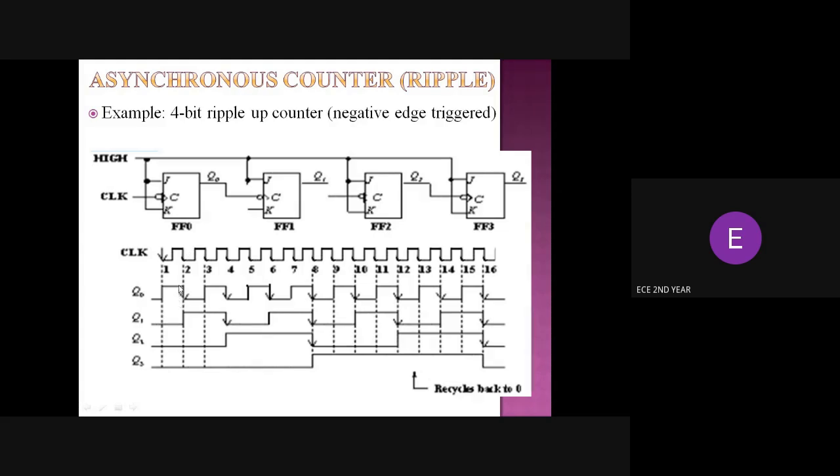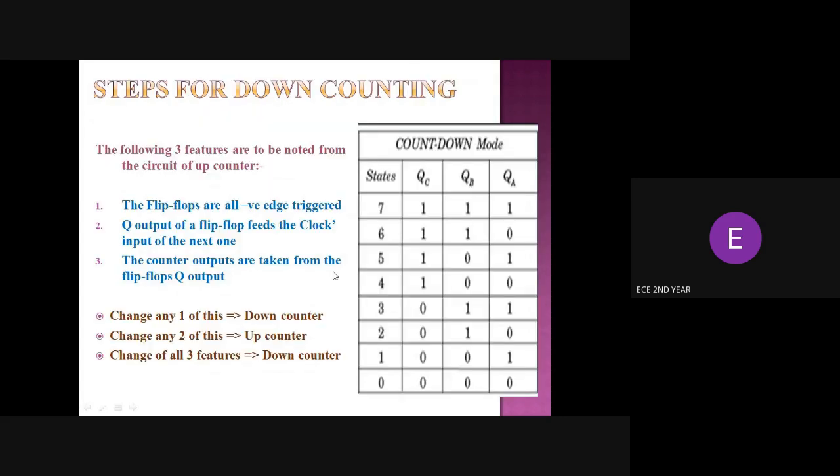Whenever the pulses are at negative edges, they will toggle. For Q1, Q0 will be the clock, and for Q2, Q1 will be the clock, and for Q3, Q2 will be the clock. By changing at these negative edges, we get up counting. The steps for down counting were already discussed in the class. If we change any one of these, we get a down counter; if any two of these, an up counter; if all three are changed, then a down counter again.